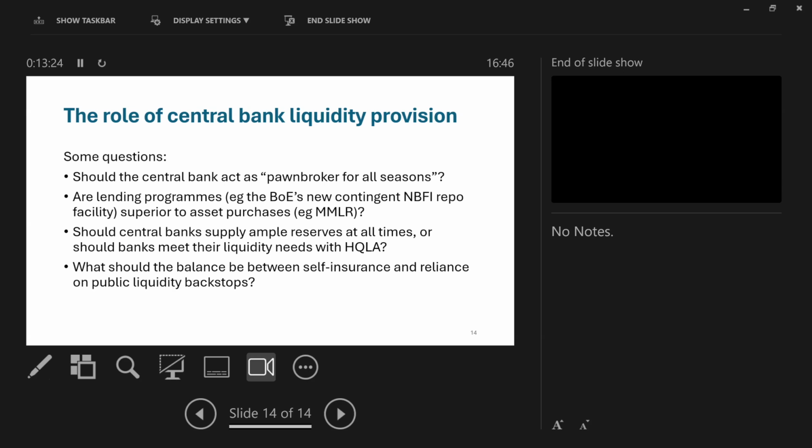Some topics that I think are very timely here are, should the central bank be in the business of providing an always open facility where it can lend to both banks and non-banks? That's sometimes called the pawnbroker for all seasons, a Mervyn King, Paul Tucker proposal. There are related questions about, are lending programs superior to actually buying assets? What are the pros and cons of those two approaches when there's a liquidity stress event?